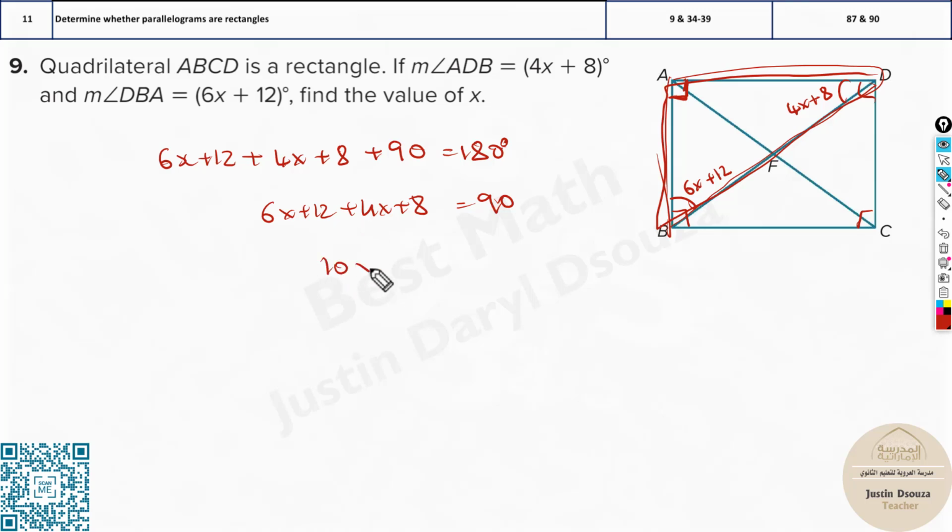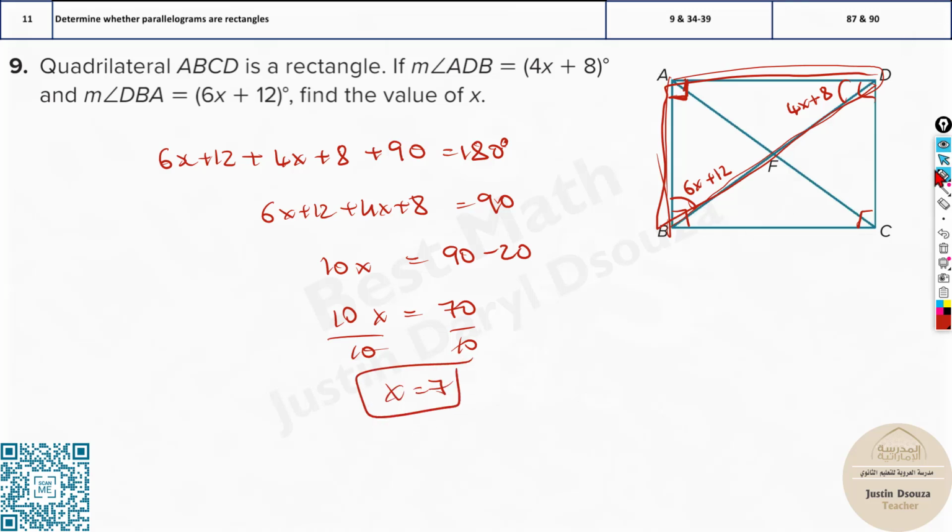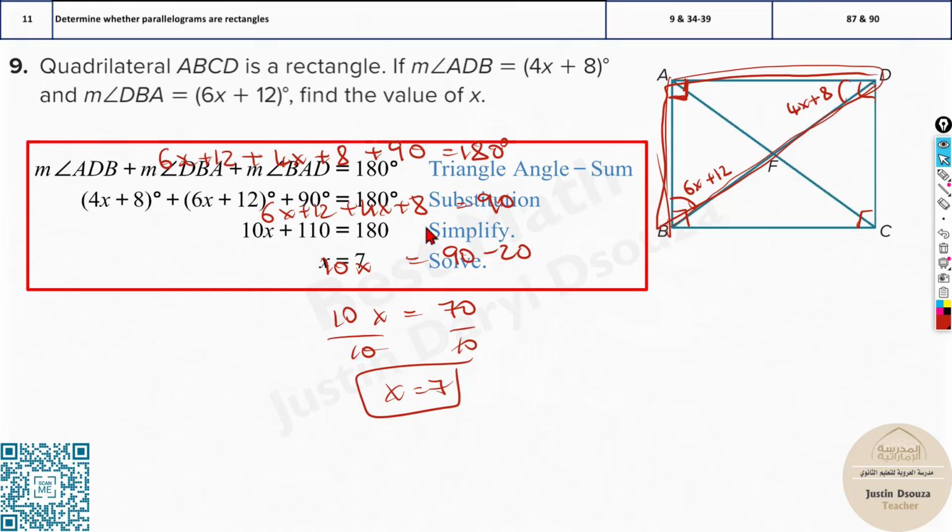Now here it'll be 10x, and over here we will have 12 plus 8, that is 20. I'll take it to the other side, so it'll be 90 minus 20. So 10x will be equal to 70. Divide both sides by 10. x will be equal to 7. That is the correct answer. So this is how easily you can solve it.